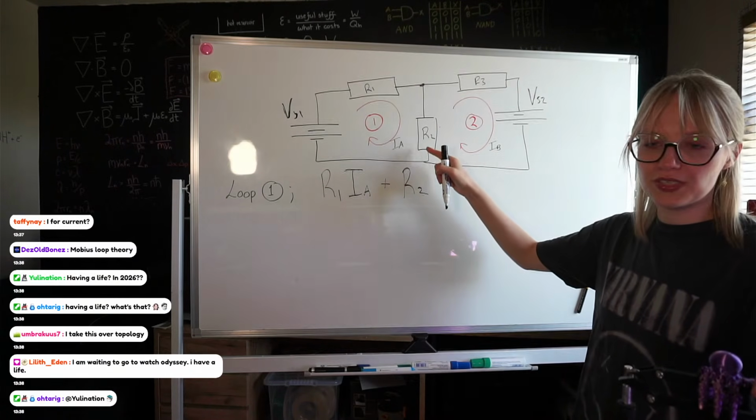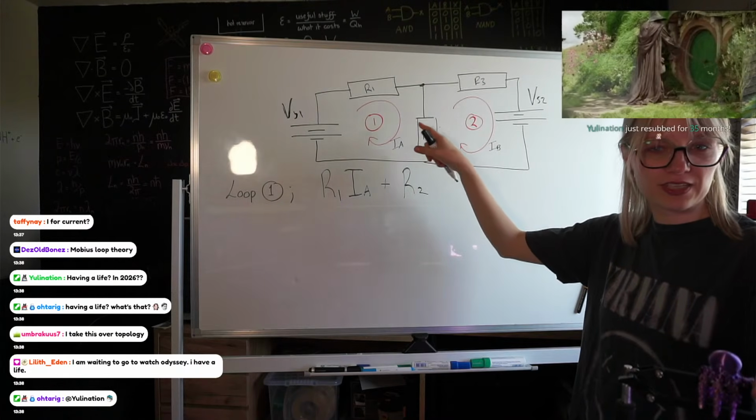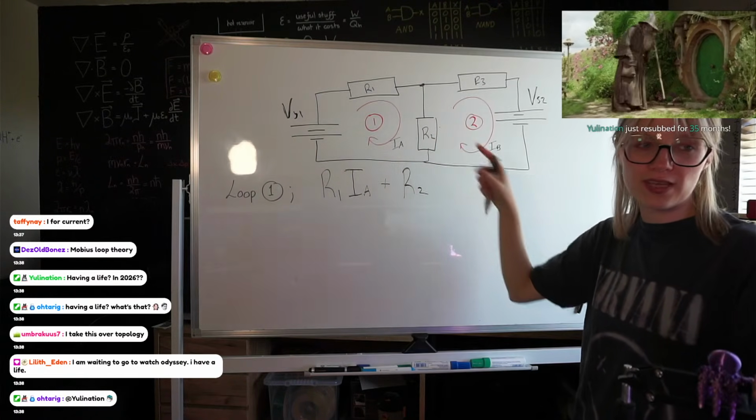Now, if you look at the resistor, it actually experiences two currents, doesn't it? It's affected here on this side, but also on this side by loop theory too.